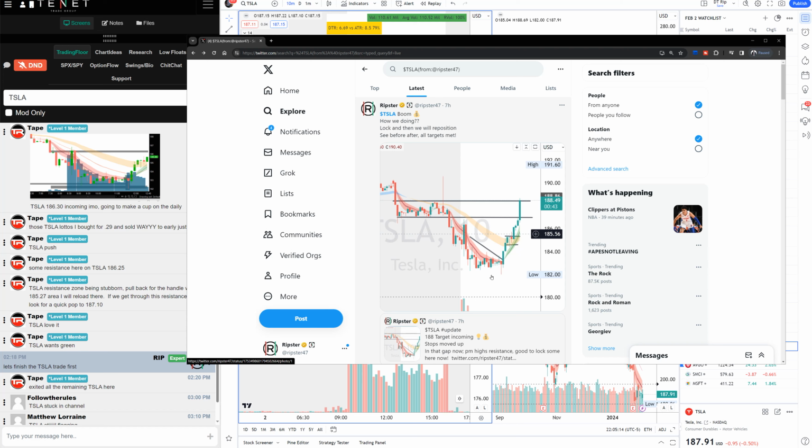Remember one thing, you do not need the lowest entry on the longs. You need the most probable entry. Okay, look for most probable entry. Do not look for the lowest entry on any of your trades or investments.